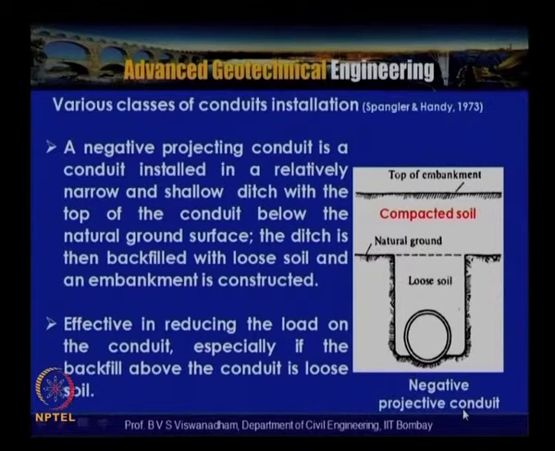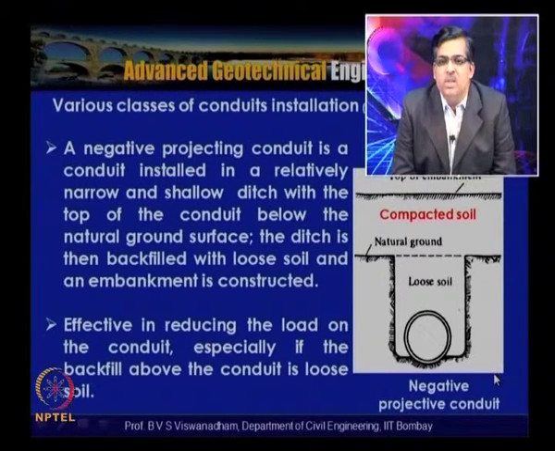So the negative projecting conduit is basically installed in a relatively narrow and shallow ditch with the top of the conduit below the natural ground surface, and the ditch is then backfilled with loose soil and an embankment is constructed.